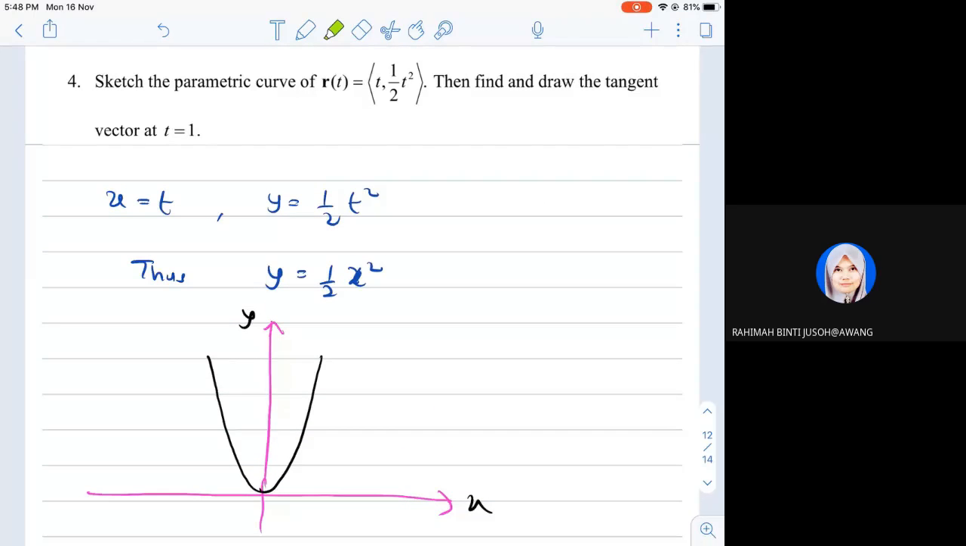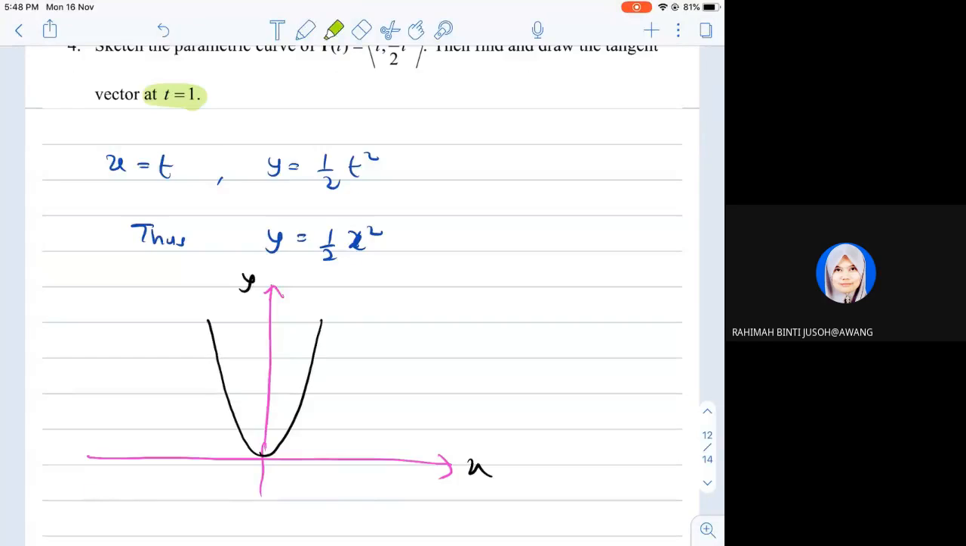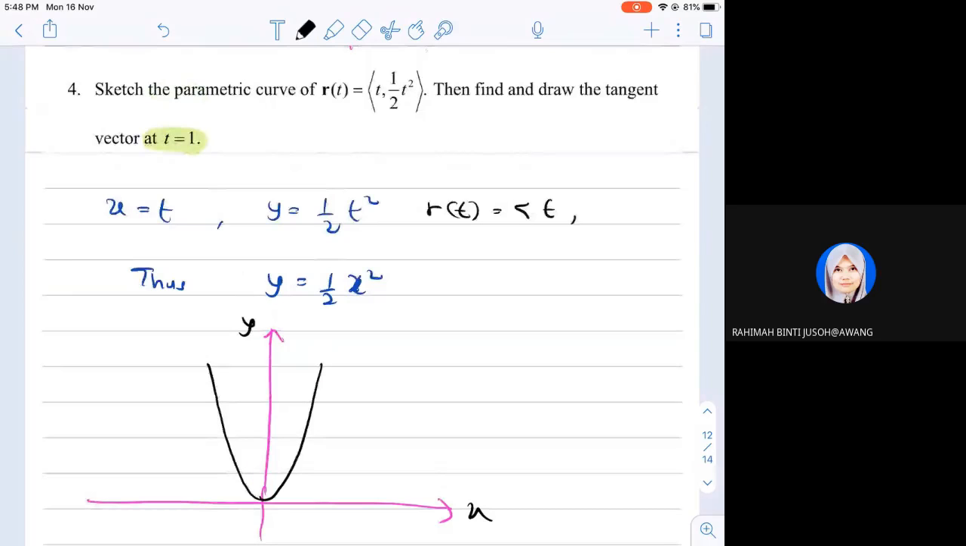t equals 1. Okay, so we need to find r(t) equals t, 1 over 2 t squared. So r(1) equals 1, 1 over 2, like this. After that we have r prime, yes, r prime of t.